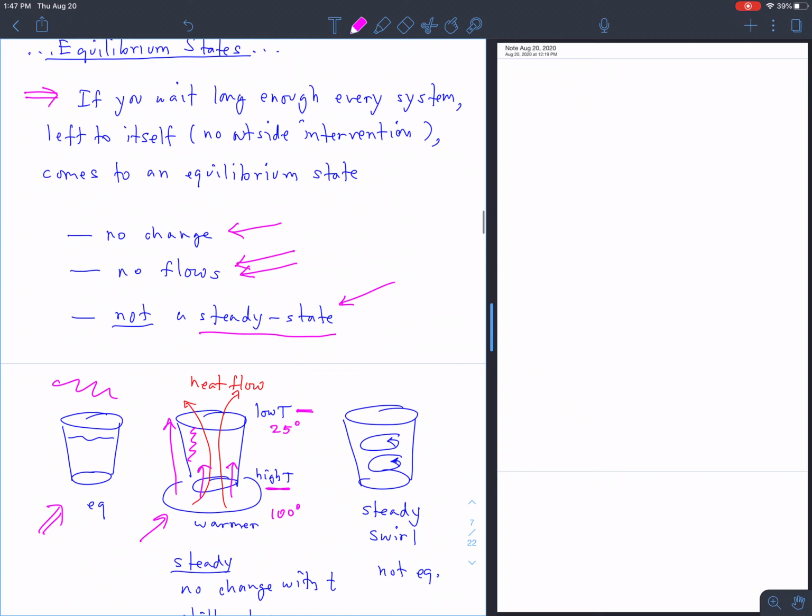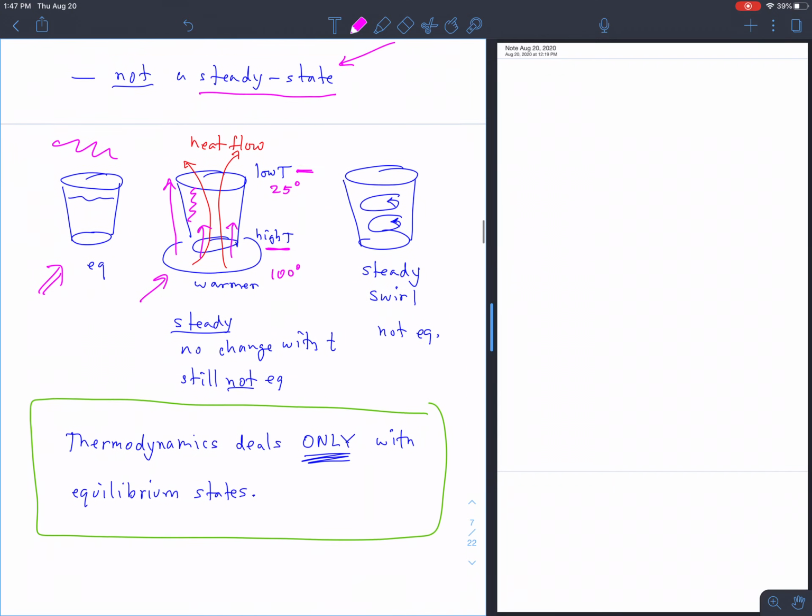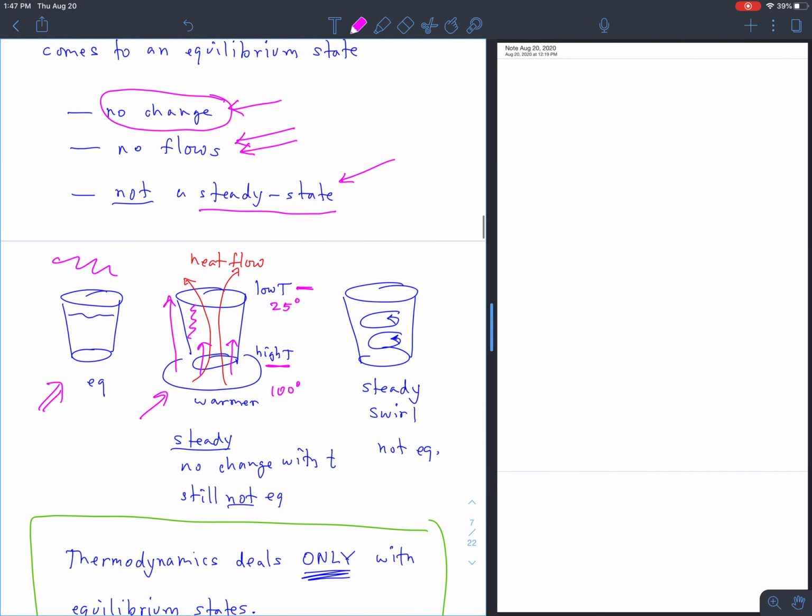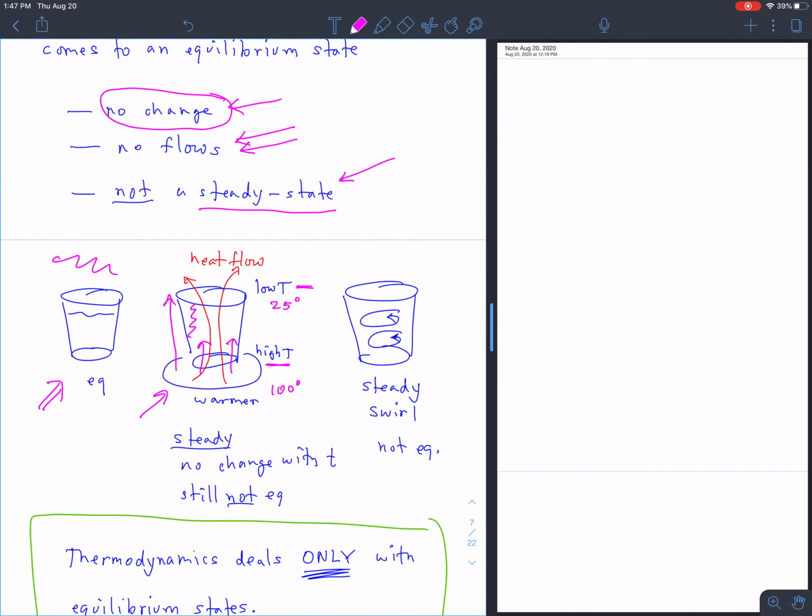So you might be confused into thinking that that's an equilibrium state because there's no change with time. But there will always be a heat flow in that case. Energy is coming from the warmer pad, and it's going through the glass of water, and it's ending up out here in the atmosphere. There's always a flow of energy. And that flow tells you that it's not really an equilibrium state, even though there's no change with time. That's a steady state, not an equilibrium state.